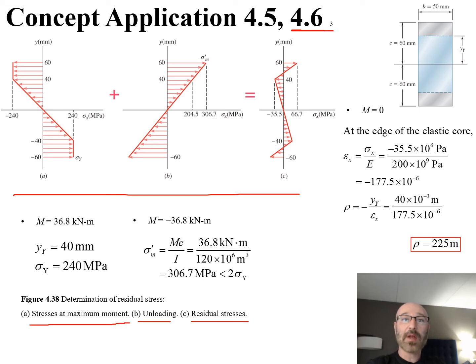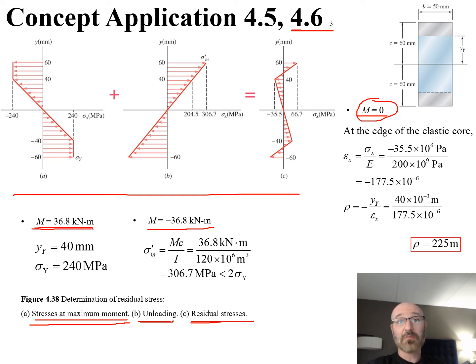For our maximum moment, M is equal to 36.8 kilonewton meters. For unloading, it's our negative sign convention, so M is equal to negative 36.8 kilonewton meters. And for our residual stresses, this is when it's unloaded, back down now to 0. So we have 0 moment there. So let's take a look at part A for our stresses at our maximum moment.